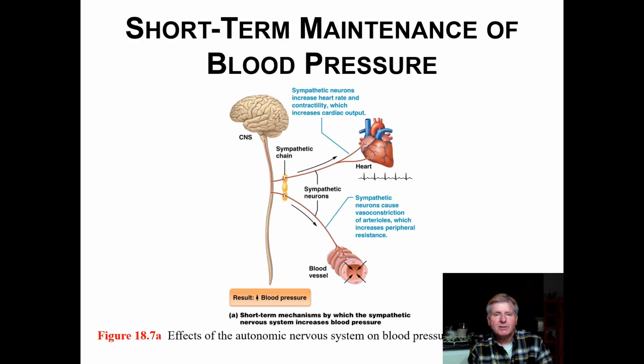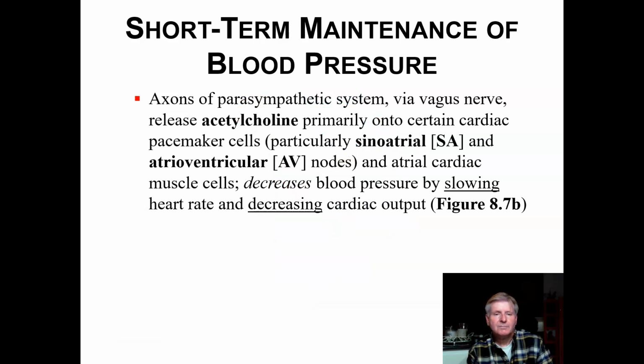So this shows you a summary of your sympathetic neurons increasing heart rate and contractility, which then does increase cardiac output, as well as sympathetic neurons causing vasoconstriction of the arterioles, which does increase peripheral resistance, because remember, when you reduce the diameter, that increases resistance. Your parasympathetic system, mainly via the vagus nerve, releases acetylcholine onto the cardiac pacemaker cells, mainly the SA and the AV node, as well as the atrial cardiac muscle cells. And that in turn decreases blood pressure by slowing the heart rate and decreasing cardiac output.